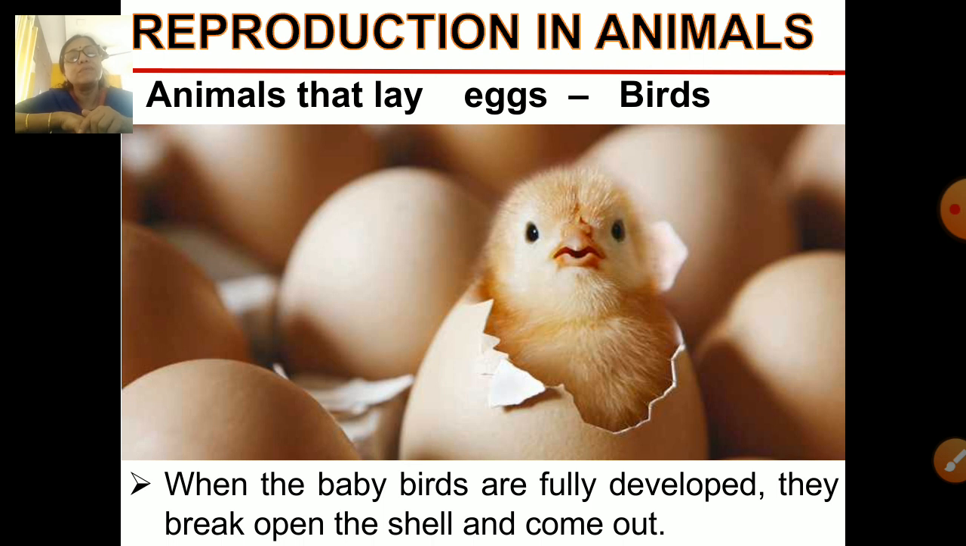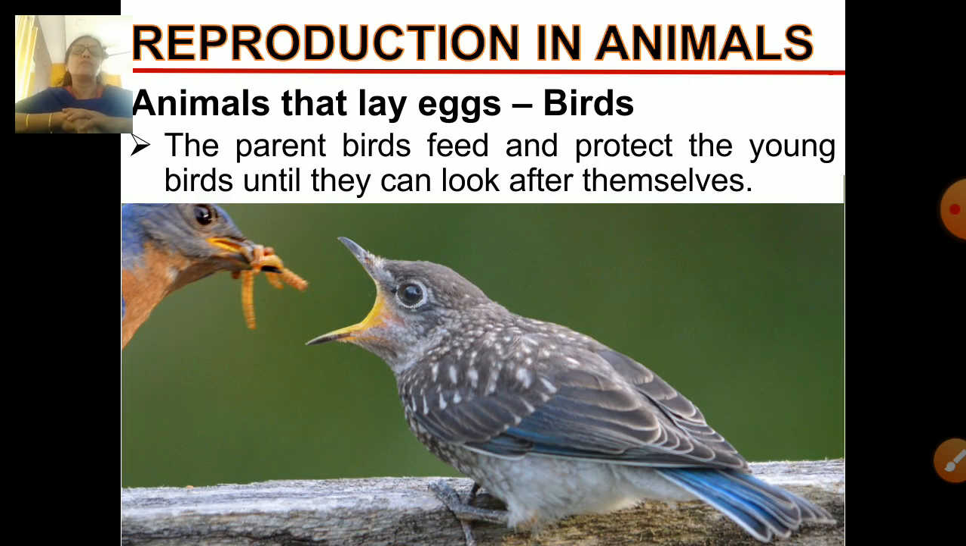Now, when the baby birds are small, are young, you can say, they are not able to find their own food or to fly. Then the parent birds feed them and protect them.